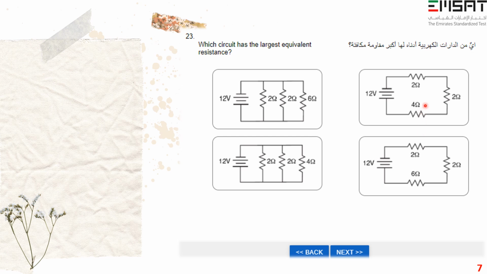As we're comparing the first and the second one, we can obviously see that this circuit has a bit more resistors than the first one. So this circuit has more resistance.